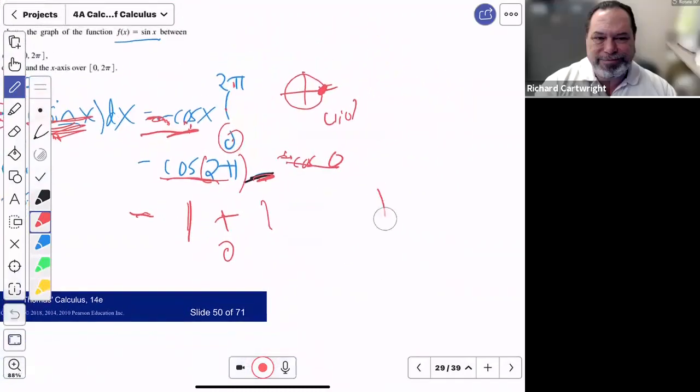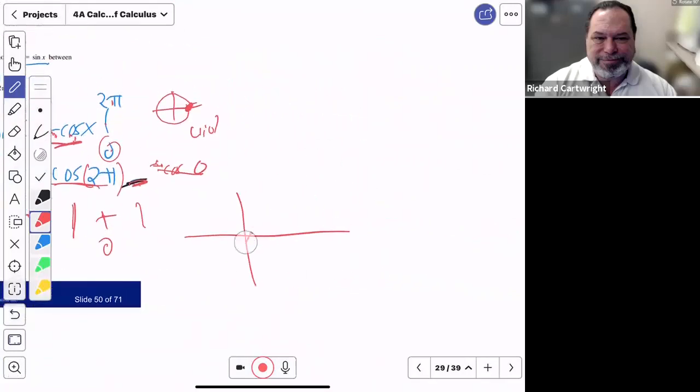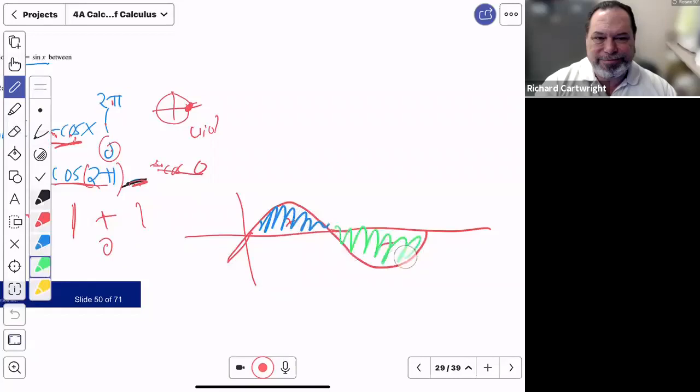Let me show you something. This might even make it more clear. We've looked at the sine graph a million times. From 0 to 2 pi it looks like that. This is positive area, this is negative area. If I did the positive paint and then the negative paint, the integral says positive area minus area. These values are the same because it's symmetrical. So it does make sense that the answer is 0.